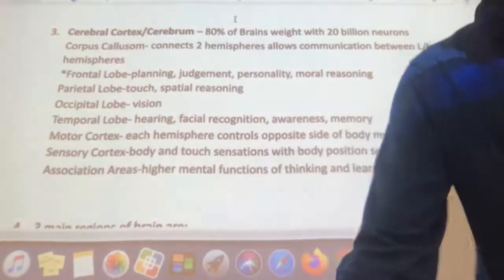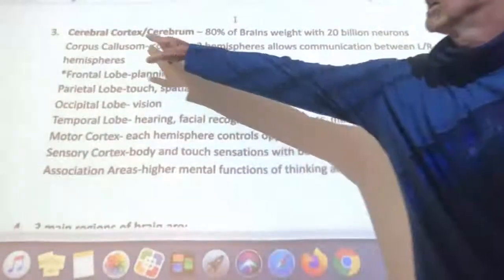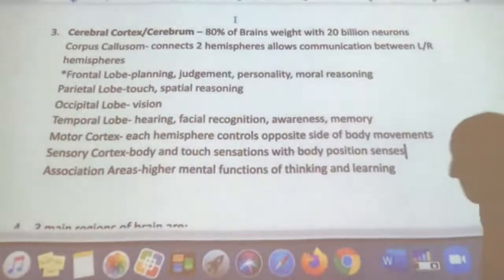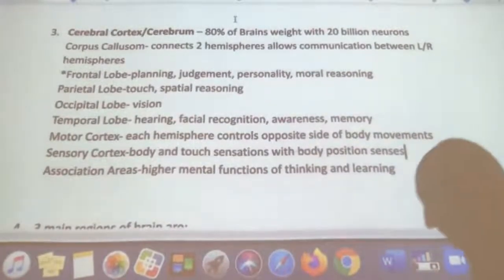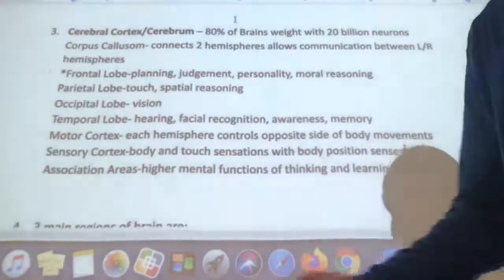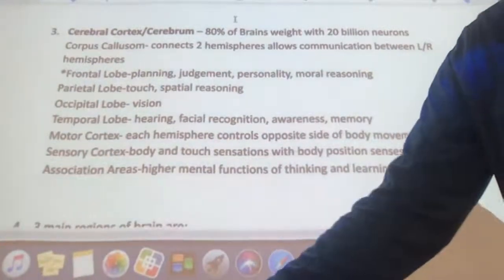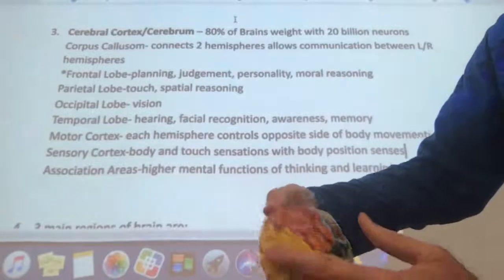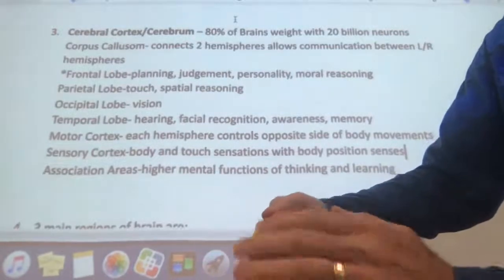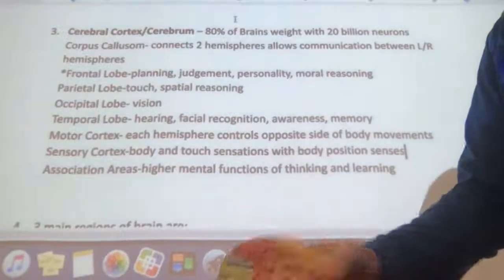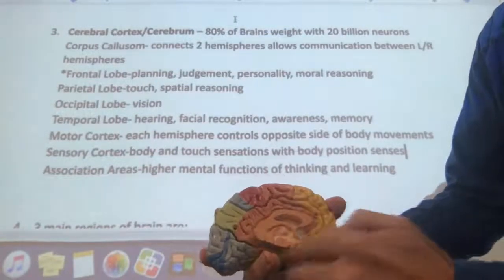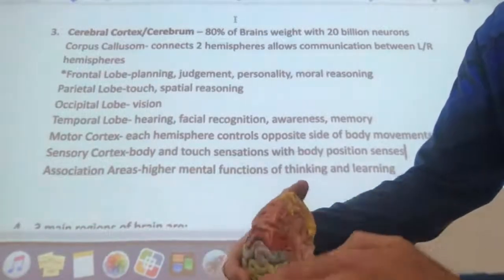So here we have the third part, which is the cerebral cortex and cerebrum. Now this is 80% of the brain's weight. It also contains 20+ billion neurons. And that is going to be this part here. The part that you think of as a brain is this top covering, this top layer. The cerebrum is this part, and the cerebral cortex is just the very thin top layer.